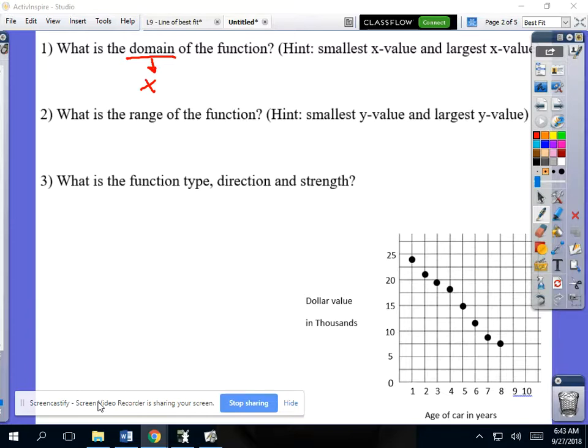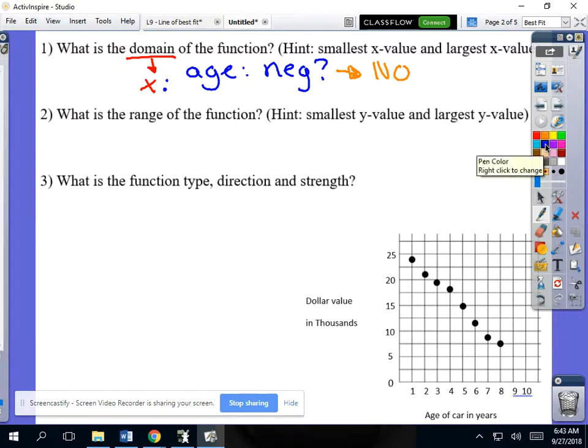If you want to think about that, since this is the age of our car, can the age of our car ever be negative? The answer to that is a definite no, right? You can't have a car that's negative 3 years old. No way. So our age has to be bigger than zero. The minute that car is made, it starts getting older. So our age can't be negative.